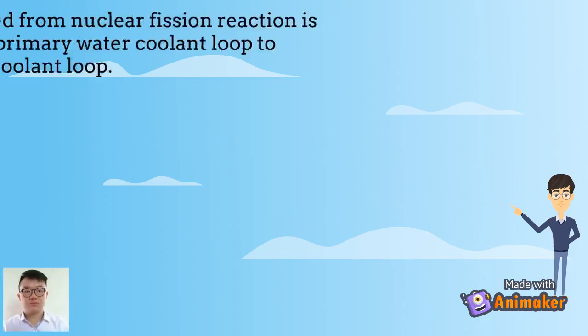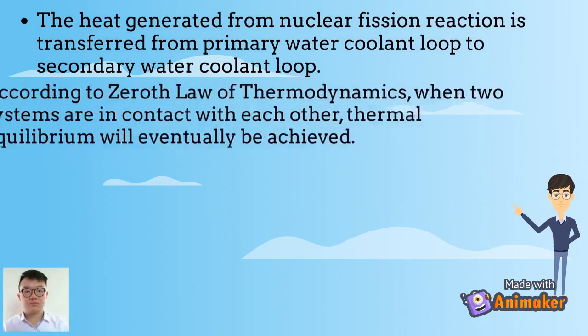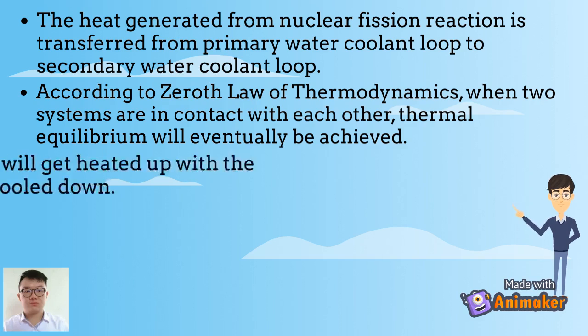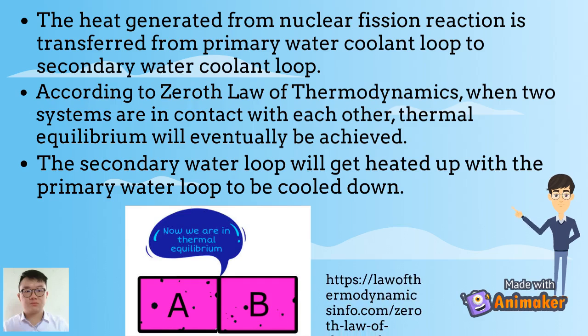Heat generated from the nuclear fission reaction is transferred from the primary water coolant loop to the secondary water coolant loop. According to the zeroth law of thermodynamics, when 2 systems are in contact with each other, thermal equilibrium will eventually be achieved. Hence, the secondary water loop will be heated up and the primary water loop will be cooled down.